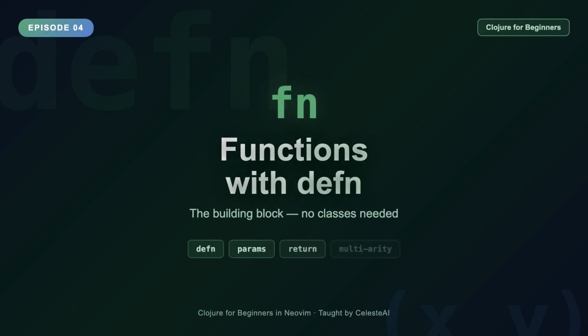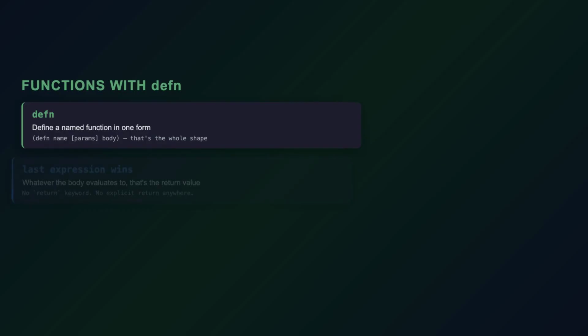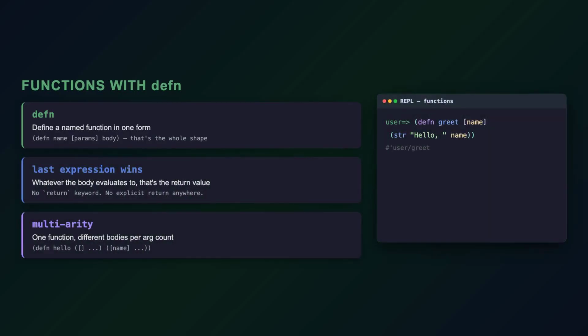Welcome to episode 4 of Clojure for Beginners. Today we write functions with defn. Functions are Clojure's building block. We'll cover defn, parameters, return values, and multi-arity.